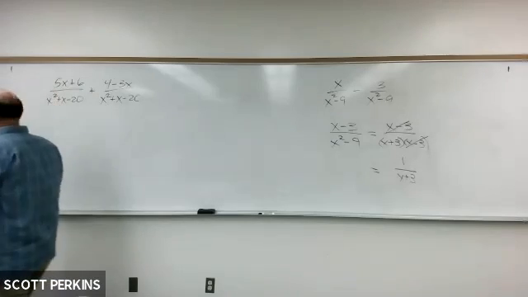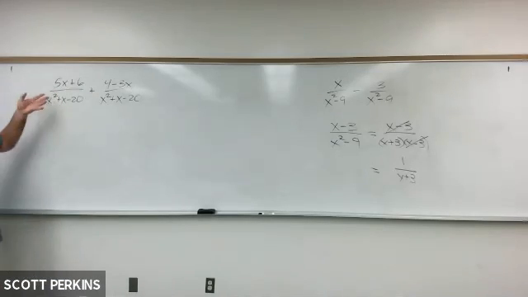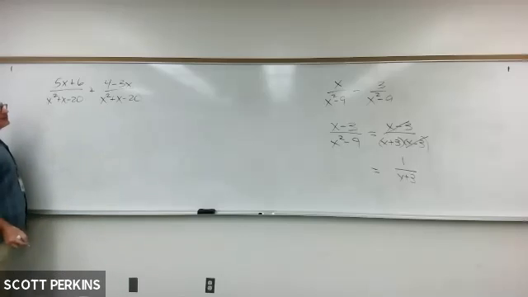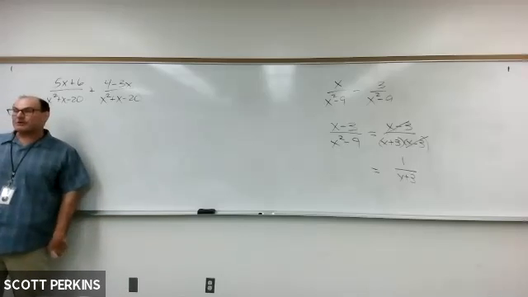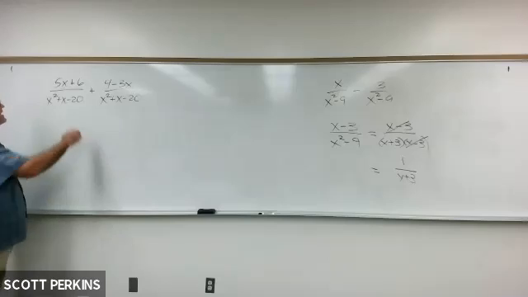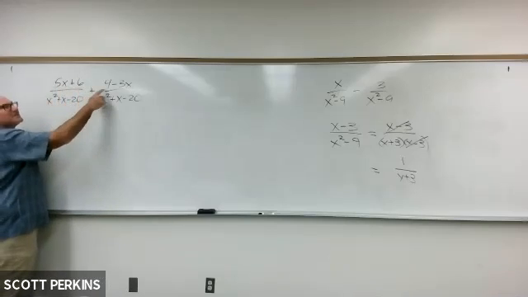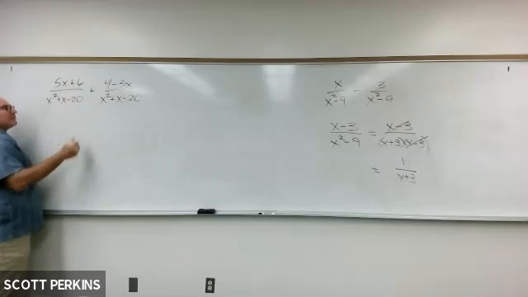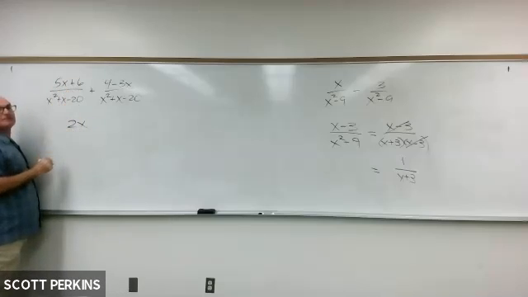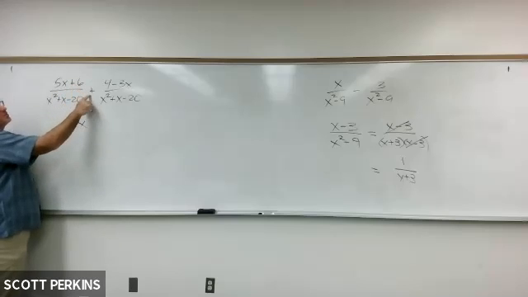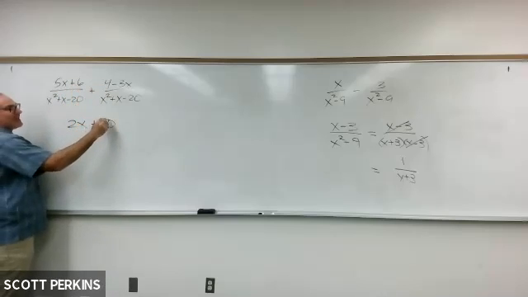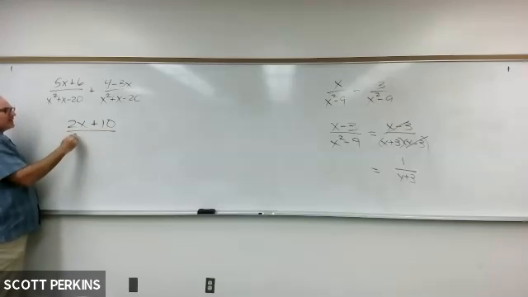All right, so last problem, adding. So I'm going to add those numerators. Now I do have some like terms that I can go ahead and work with. I've got a 5x plus a negative 3x. So 5 plus negative 3 is 2x's. Then I have 6 plus 4. 6 plus 4 is 10. And then my denominator stays the same.